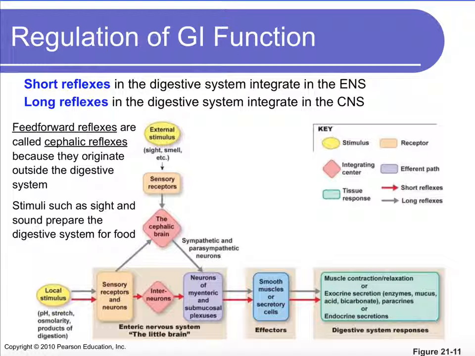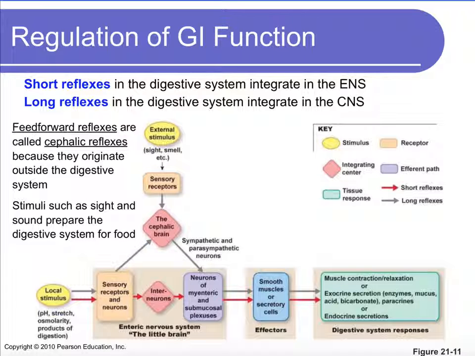So how is our GI tract regulated? We have short and long reflexes that can turn on our GI tract. When we talked about the nervous system previously, we talked about our central nervous system, our peripheral nervous system, and then I mentioned the enteric nervous system, the ENS. The enteric nervous system is basically the nervous system of our GI tract. So it's also known as the little brain.